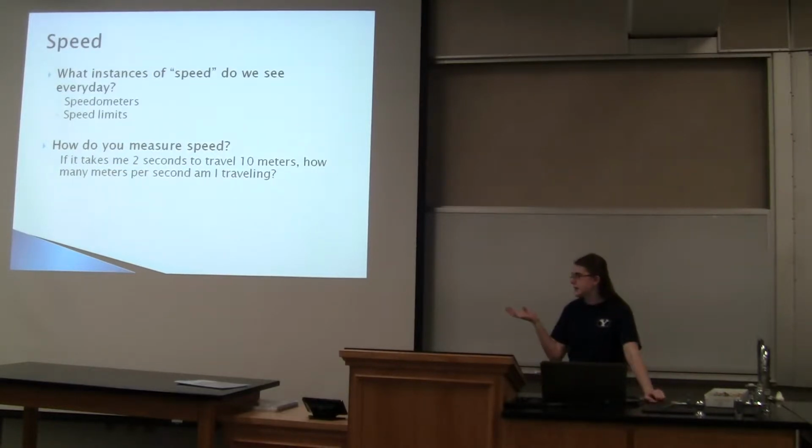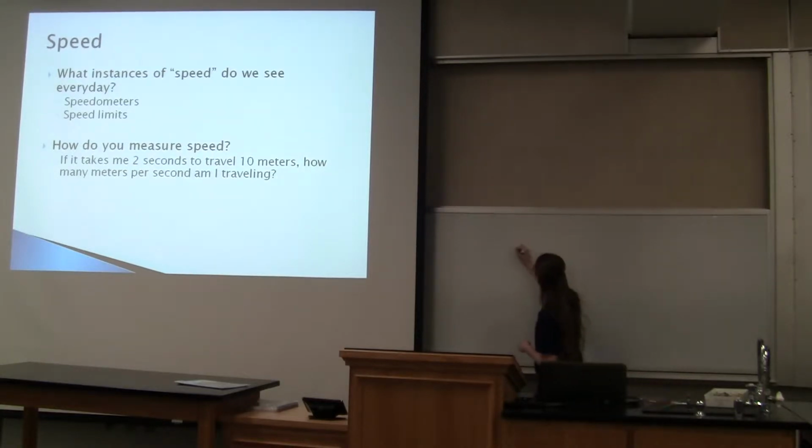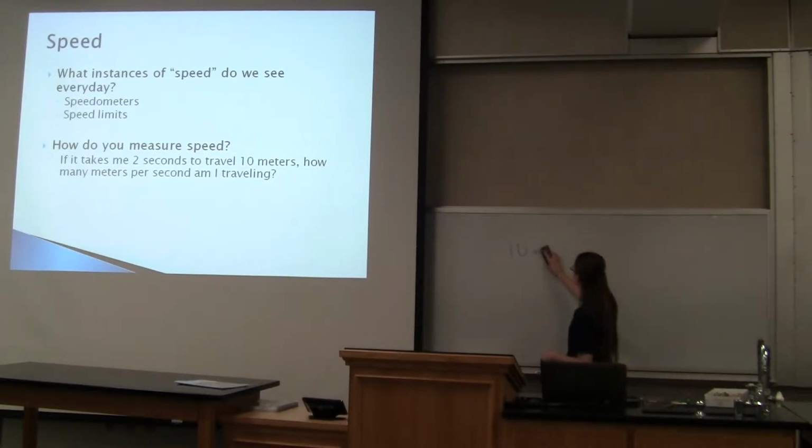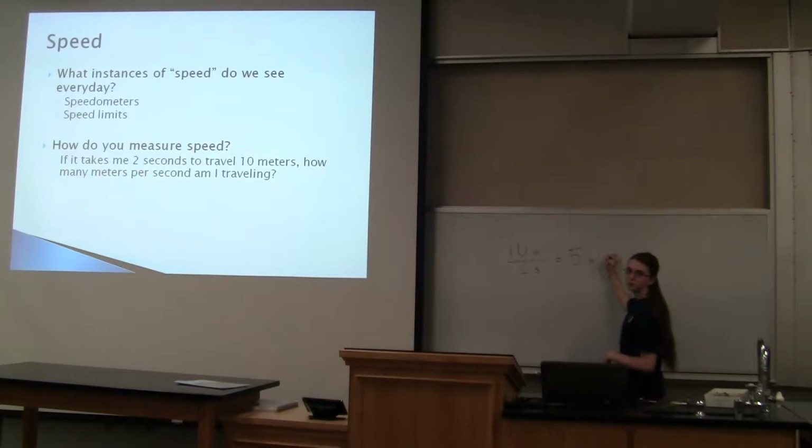So look at this problem. If it takes me 2 seconds to travel 10 meters, how many meters per second, in other words, how fast am I going? How many meters per second am I traveling? So if I want meters per second, we just have to take our 10 meters. And in physics, typically we're going to write meters as just an M, just to keep things simple. So 10 meters, and we're going to just divide that by the 2 seconds. So that gives me 5 meters per second.